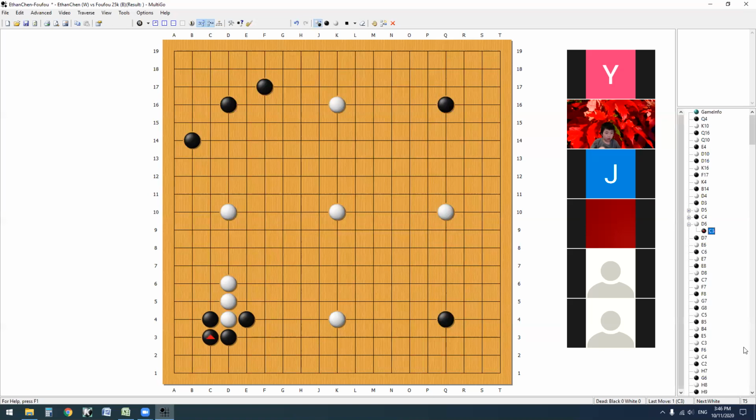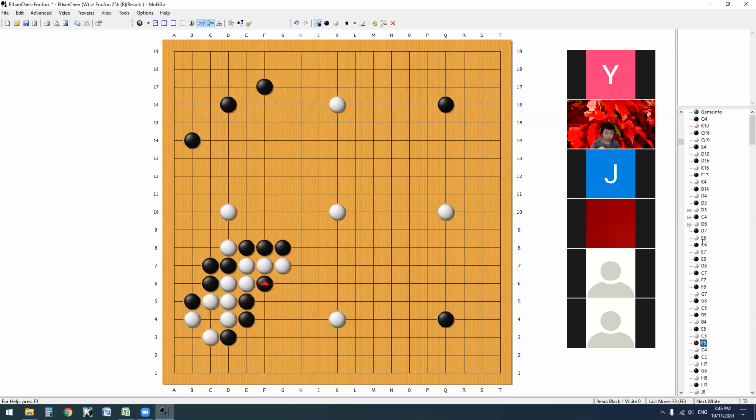So all of you can see that connect and cut are very important right now for your games. You should always pay attention to the cut and the connect. Yes, that is good.